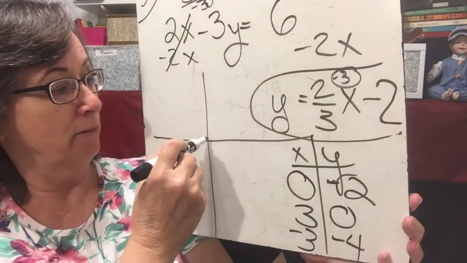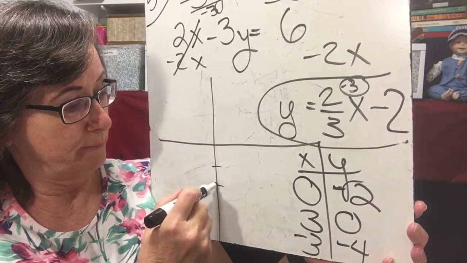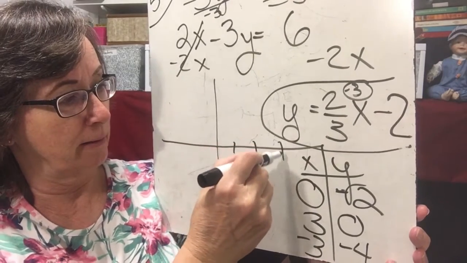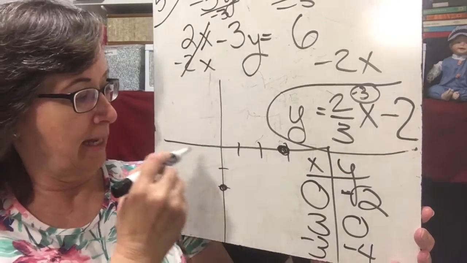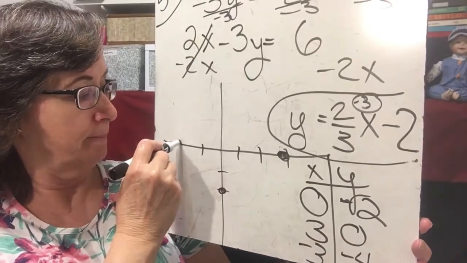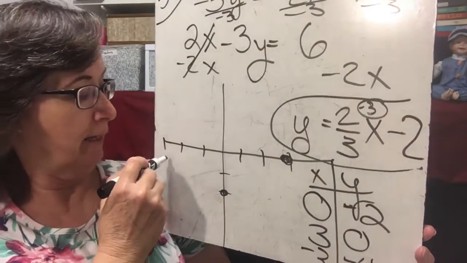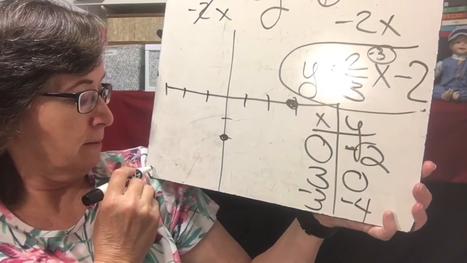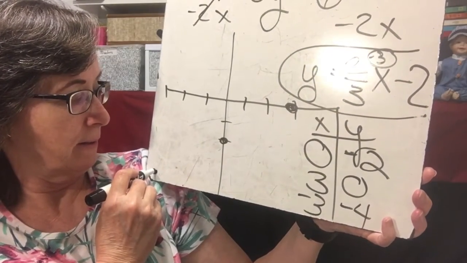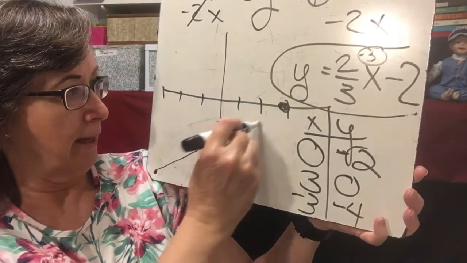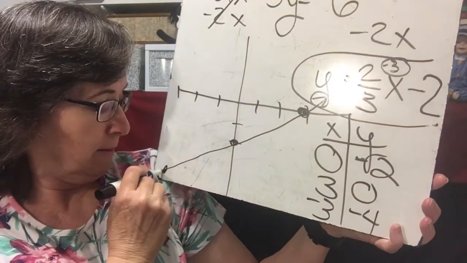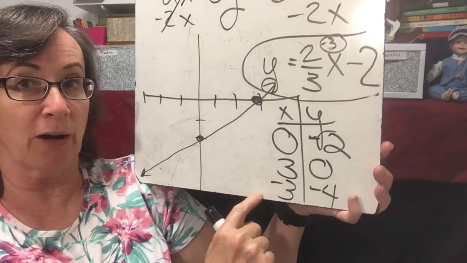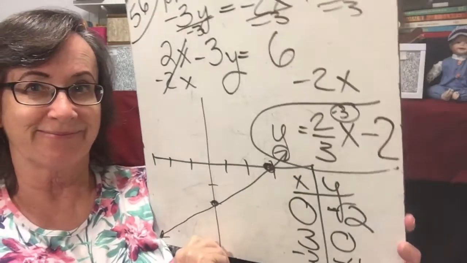So 0, negative 2, 3, 0, and negative 3, negative 4. So negative 4 would be way down here, maybe about there. And that would be our graph. And we don't have to put points on it because we already made a grid chart.